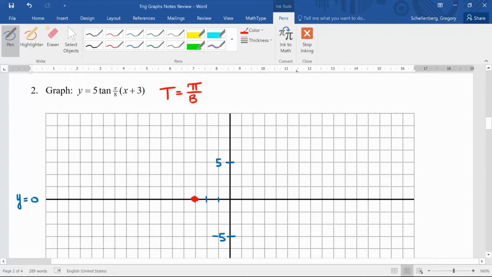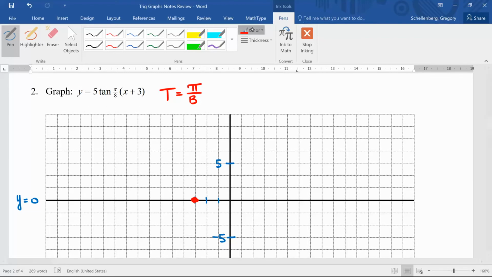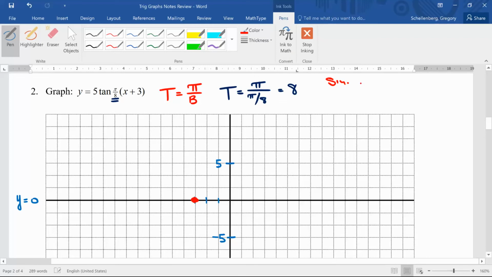Okay, now what is our period? Well, we'll use our formula here. So T is equal to pi over, and our b value here is pi over 8. Okay, our period then is 8. And so what's the horizontal scale, or what's the spacing of our significant points? Take that period, which is 8, divide it into 4 equal parts, and we get 2.